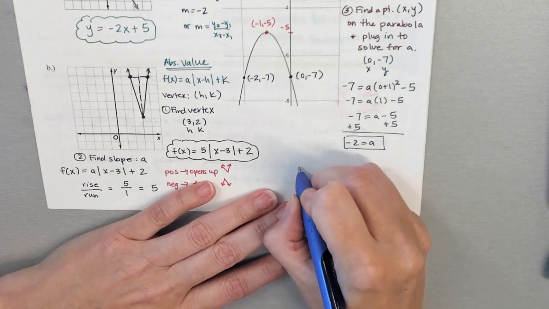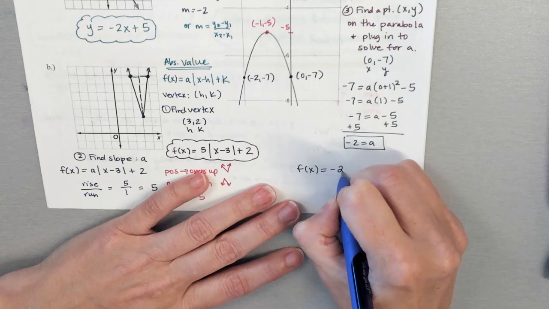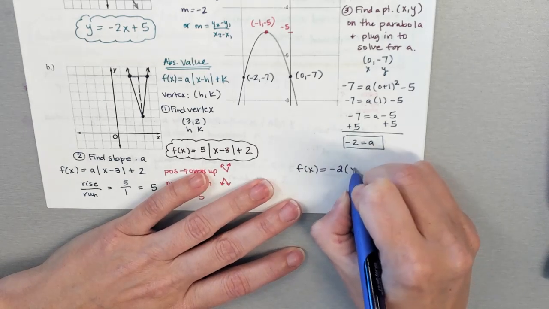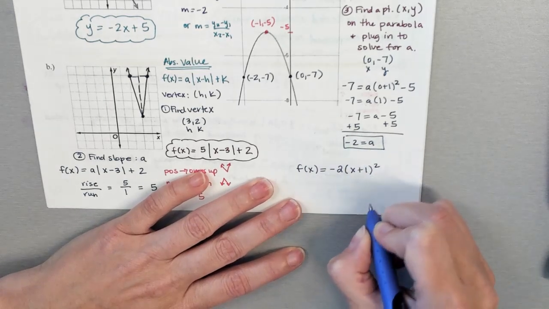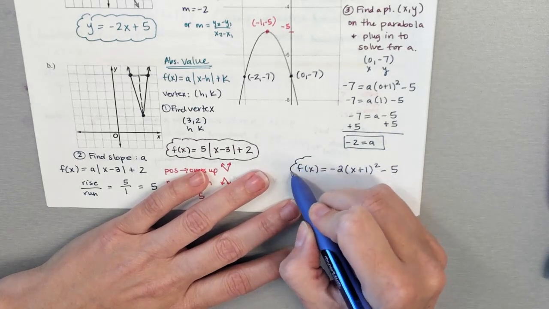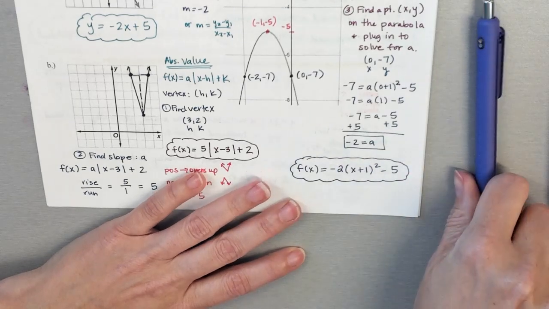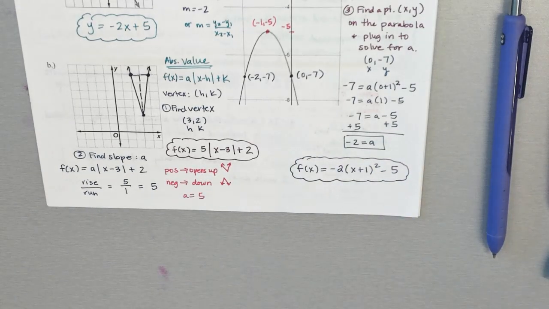Okay, and then once you've found that, you're ready to write your final equation. So -2 x plus 1 squared minus 5. Okay, so make sure that you don't keep the x in there. You should always see the x and you should always see the f of x, okay?